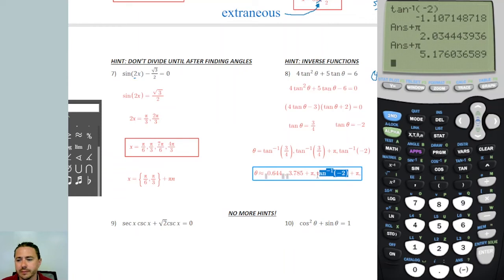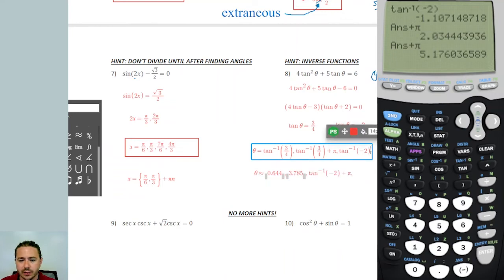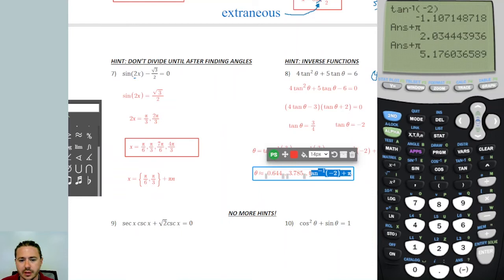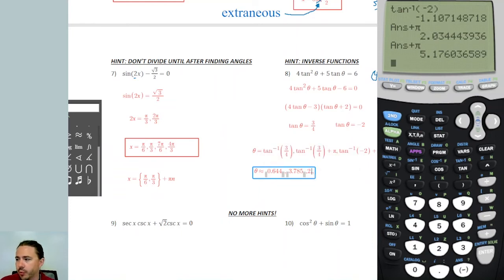So the first one, we'll get, let's delete all this. Just trying to force some spaces in there. I don't know why it's giving me such a hard time about that. Yeah, so we're going to have to add pi to this one, which is what this will equal. And what did we get? We got 2.034. And then the last one, we're going to add pi again.